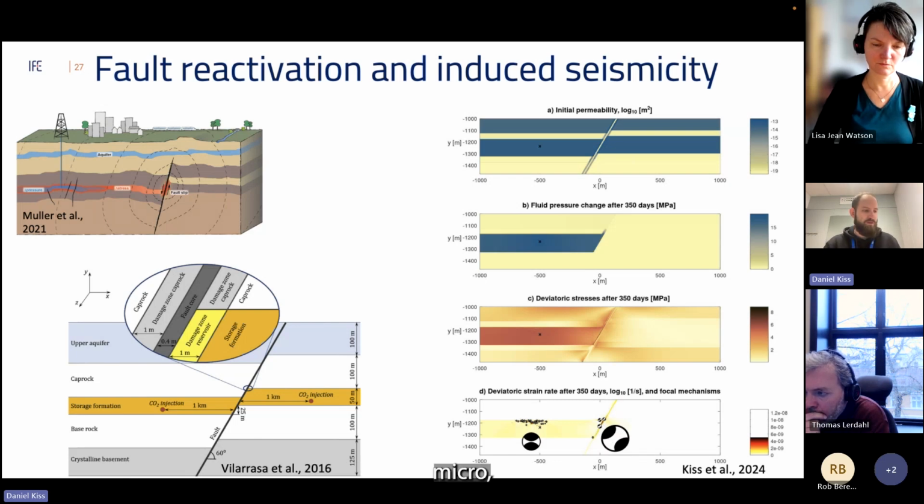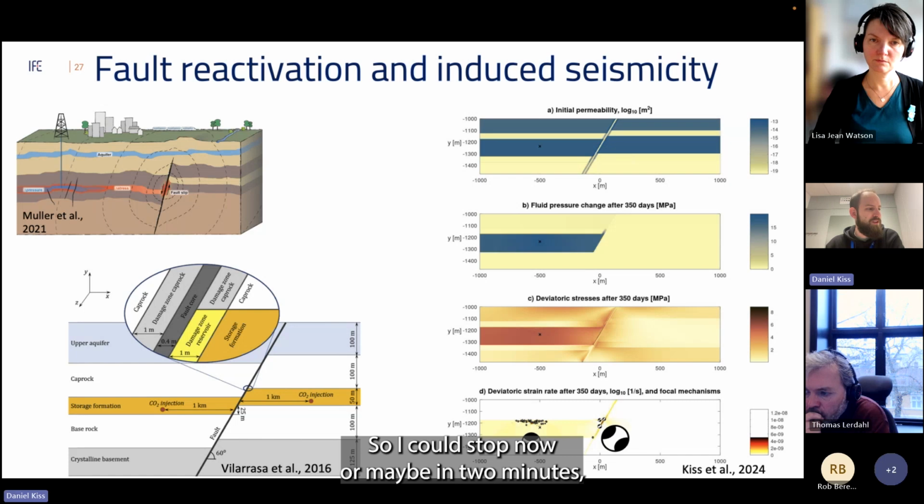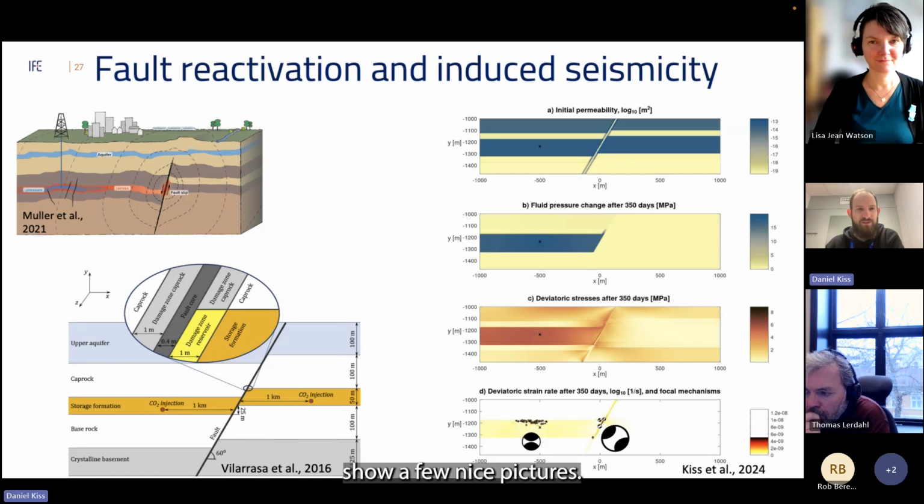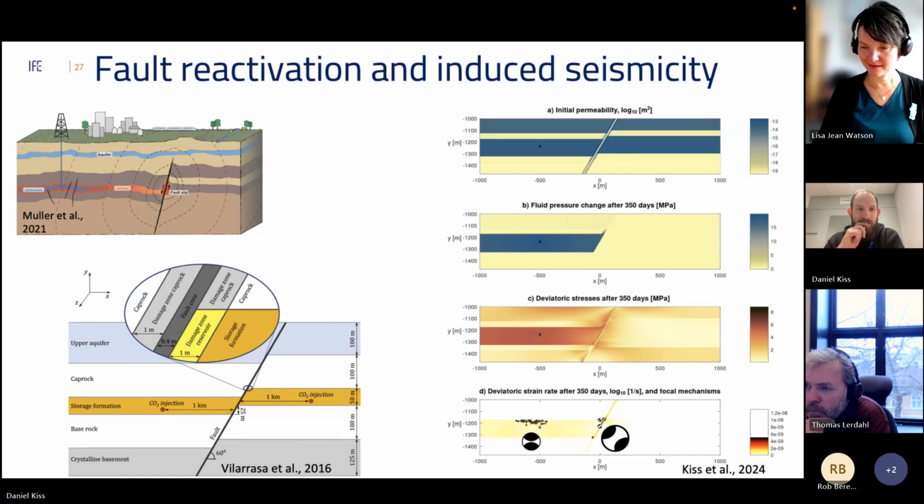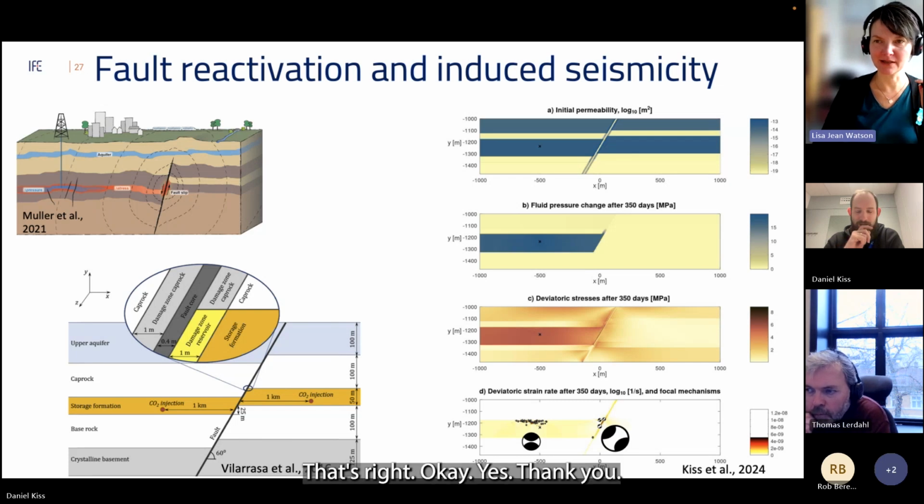micro focal mechanism. Yes. So I could stop now, or maybe in 2 minutes show a few nice pictures. I think you can go for 2 more minutes. That's all right. Okay. Yes.